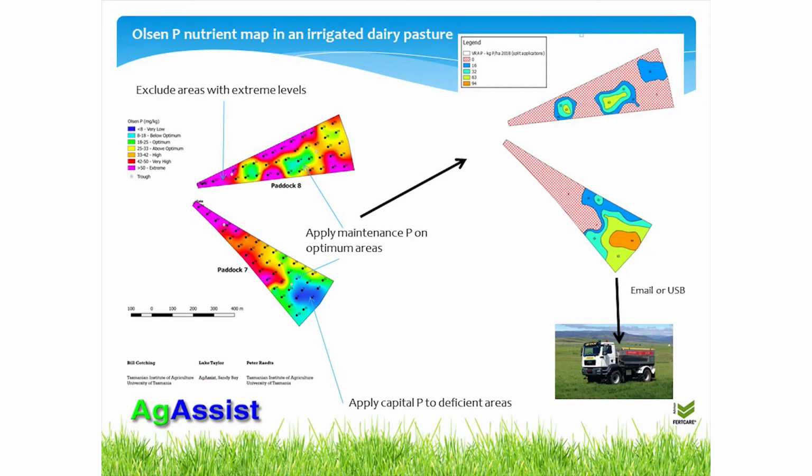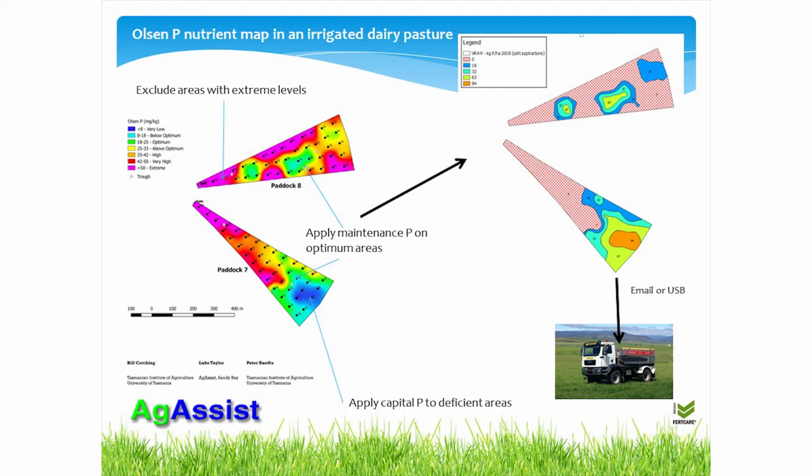So here are some more grid sampling maps. This is a project that I was involved in with Bill Koching and Peter Redditz. Part of the project was looking at nutrient transfer within the paddock in irrigated dairy or dairy pasture systems, because we knew that there was nutrient transfer within the paddock, particularly around where cattle congregate, with stock and gateways. To go about that, it was a standard grid sampling method. We went through the sampling, and this is what the maps came back like.